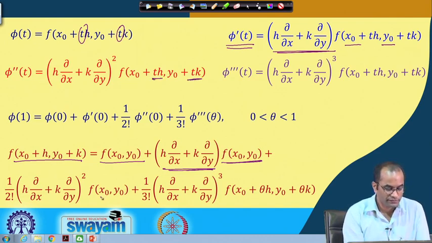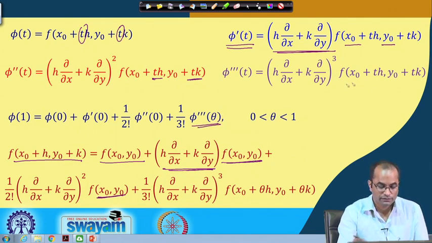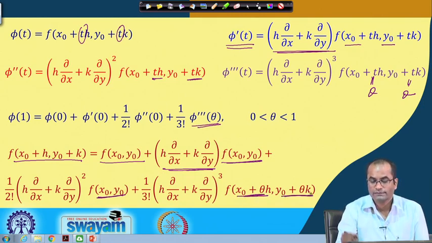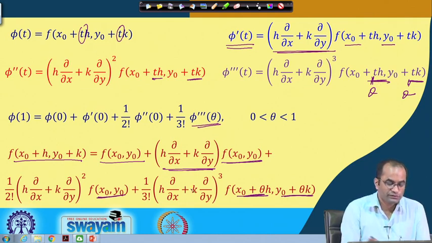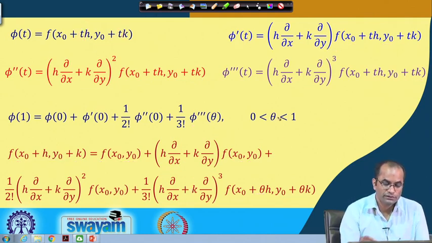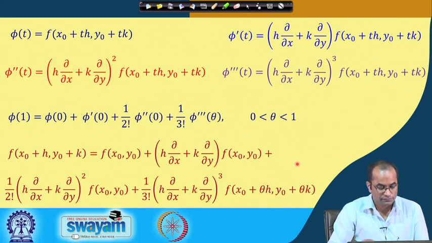So, we will have this x 0 y 0 point, and for this one the third derivative will be computed at the theta point. So, here the t will be replaced by theta, here also by theta, and then we have this third order term, x 0 plus theta h and y 0 plus theta k. And this is the result which we wanted to prove for Taylor's theorem for functions of two variables.